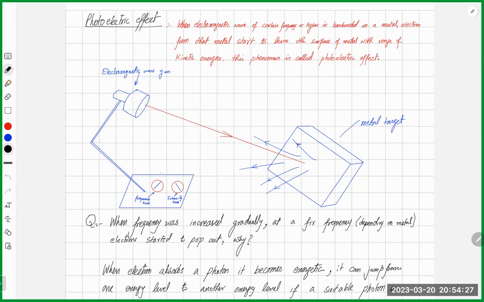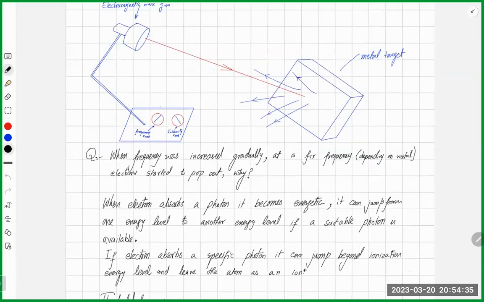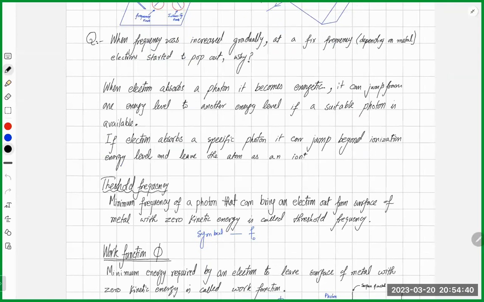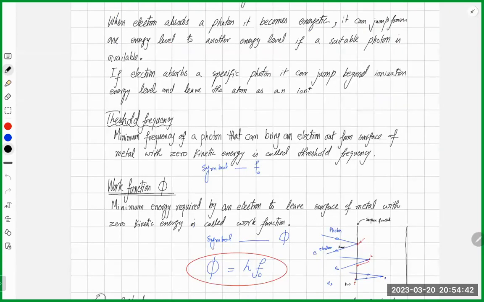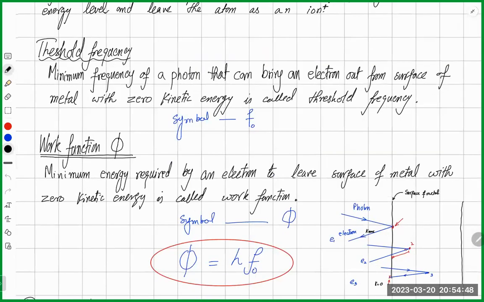Now, metal to metal, it varies what should be the minimum frequency that can make the electron come out. If we want to define this thing, for any particular metal, there will be a threshold frequency, which is the minimum frequency to make the electrons come out. And every metal has its own threshold frequency.